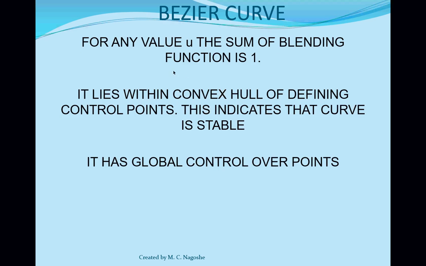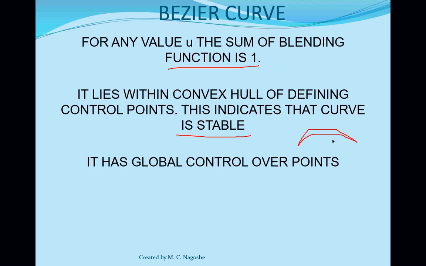For any value of u, the sum of the blending functions is 1. So the sum of the shape functions is always 1, which we have already gone through using Lagrange's interpolation. It lies within the convex hull of the defining control points. This indicates that the curve is stable. Convex hull means if these are the points which govern a polygon, then my curve will always be within this. It won't go beyond this polygon. So it's stability. It's a stable curve.